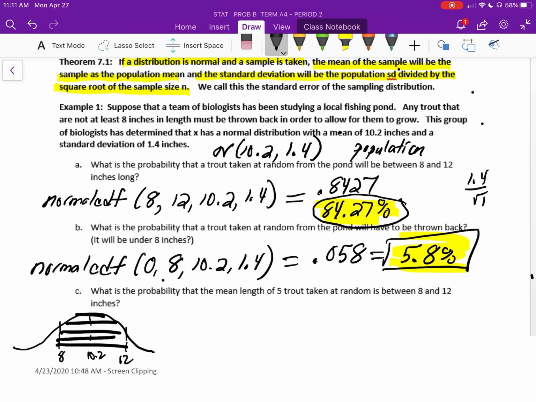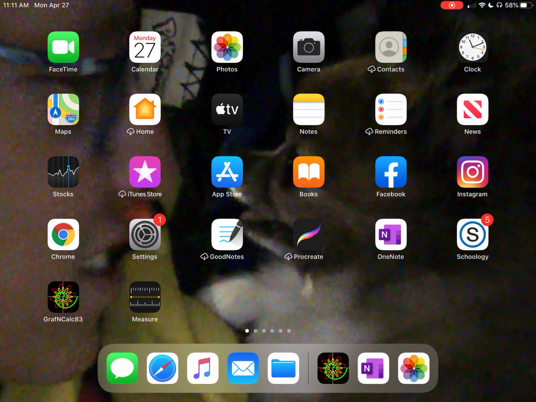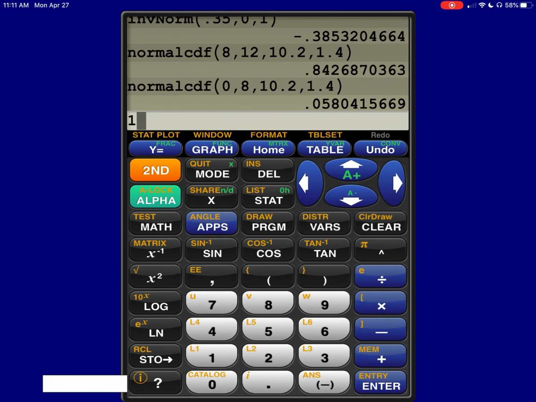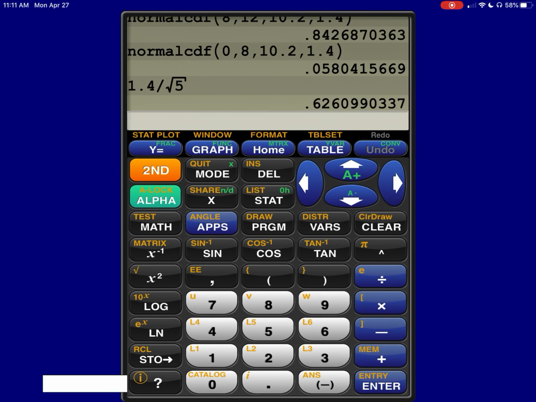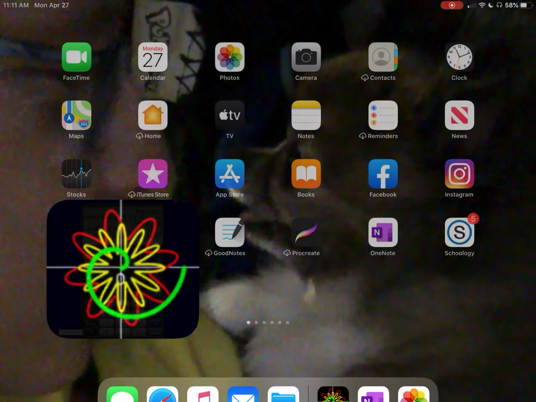So my new standard deviation for my sample size of 5 is going to be equal to 1.4 divided by the square root of 5. So let's do that on the calculator. 1.4 divided by, my square root function is here, the x squared. And I get a new standard deviation as 0.6261.